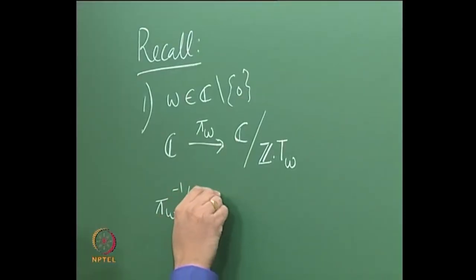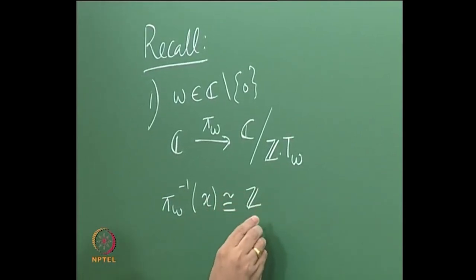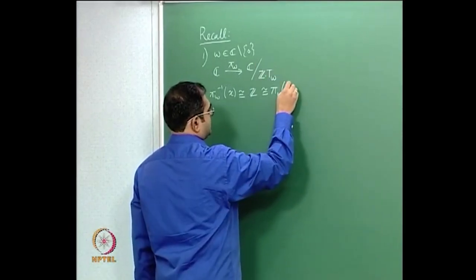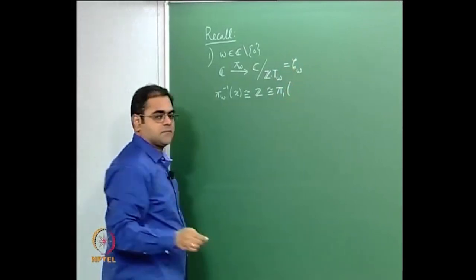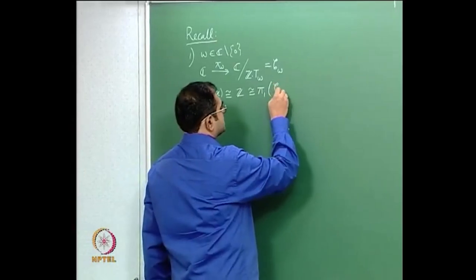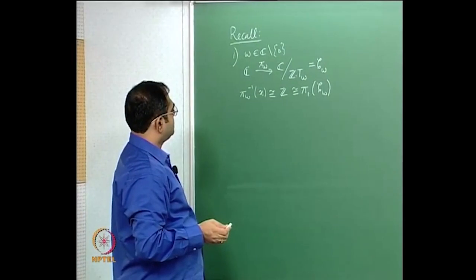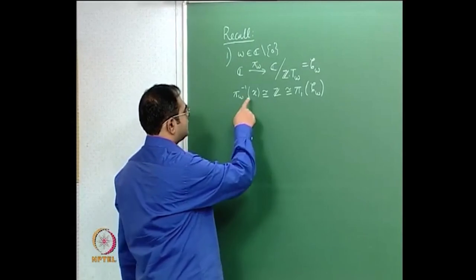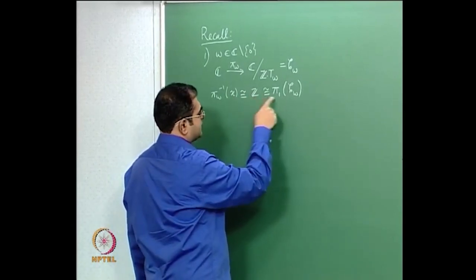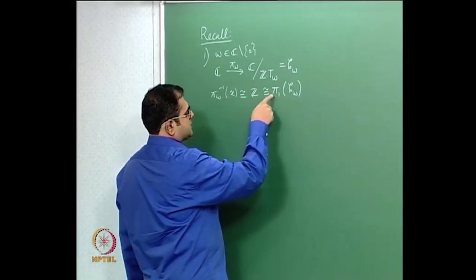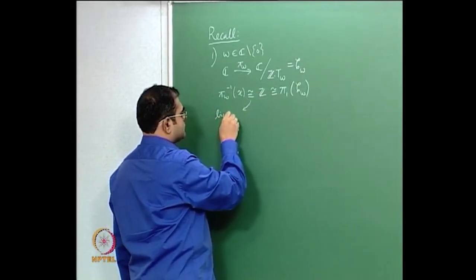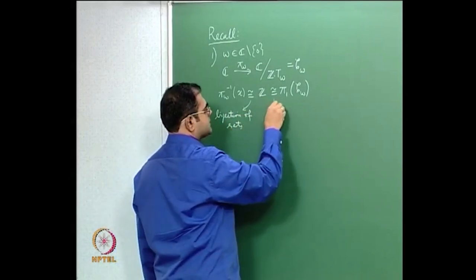Okay, and similarly, pi omega inverse of a point x is isomorphic to Z, and which is also isomorphic to the first fundamental group of, if I call this script C sub omega, this is the cylinder with a Riemann surface structure given in this way. Okay, so this is pi 1 of C sub omega. Of course this isomorphism is a bijection as sets, and in fact this is an isomorphism of groups. Okay, because the first fundamental group is Z. So this is bijection of sets, and this is isomorphism of groups.